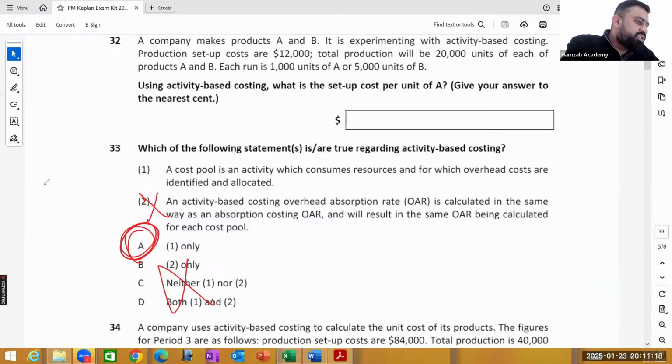ABC and traditional absorption costing will not result in the same overhead absorption rate. There will be a different overhead absorption rate. These are two different methods.